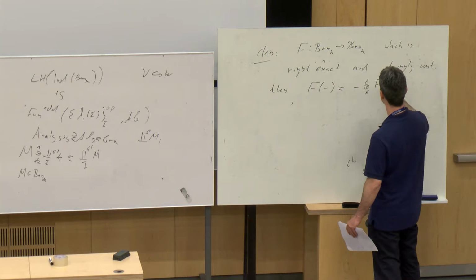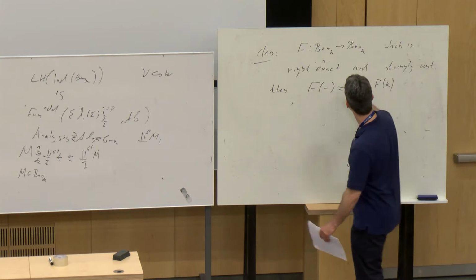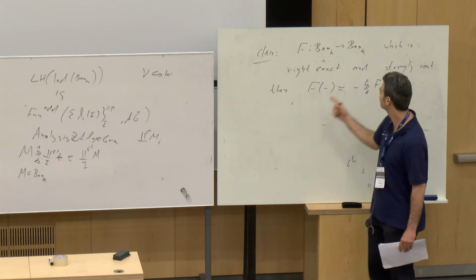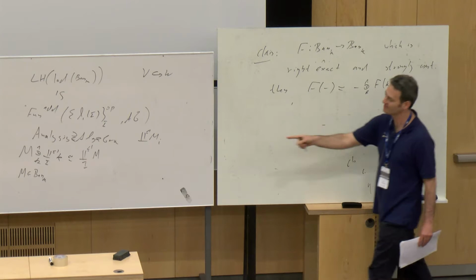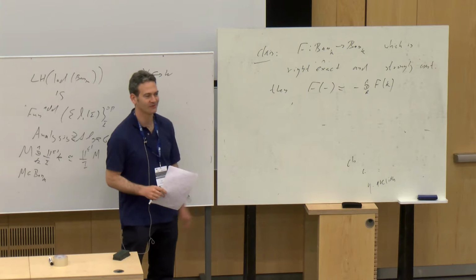Exactly like you have in vector spaces. Only there you don't need this strong continuity because you just have one generator. And strong continuity means that if you know it on K, you know it also on all these contracting coproducts of K. So you know it on all generators and hence you know it for everything.